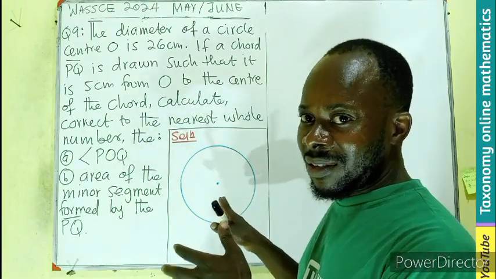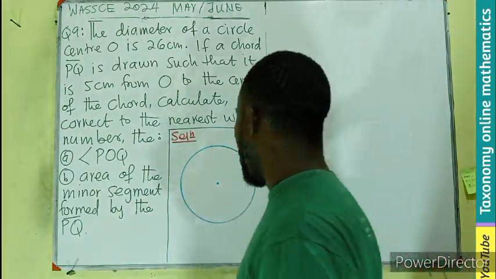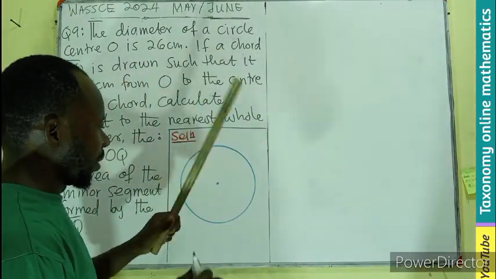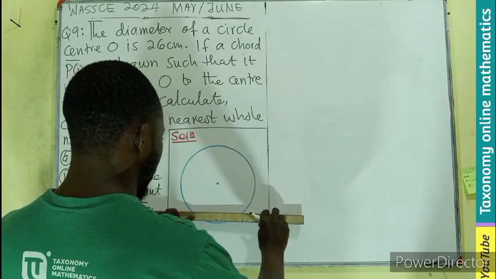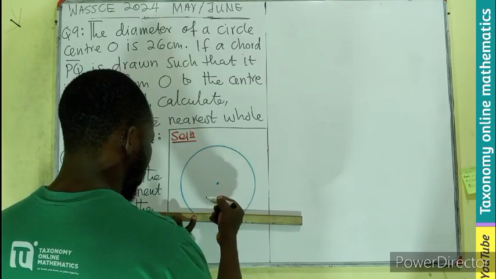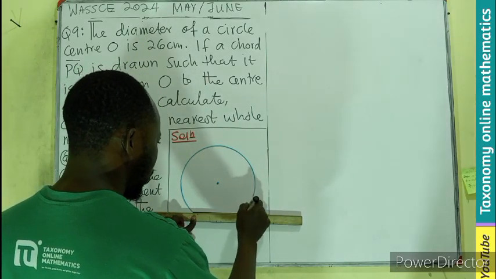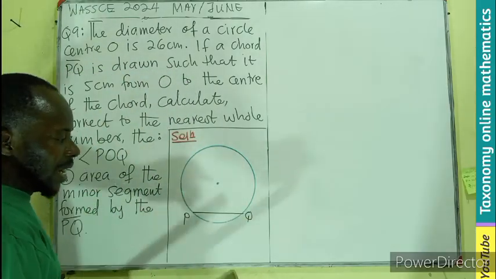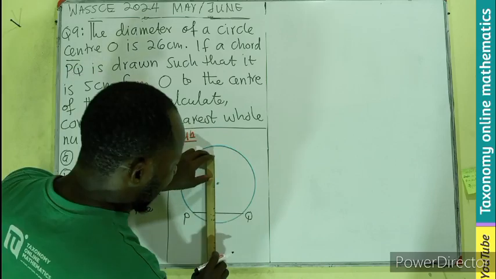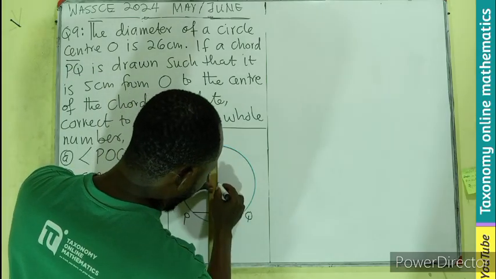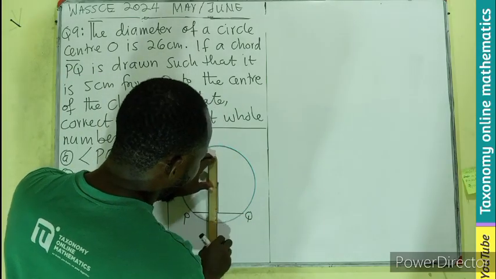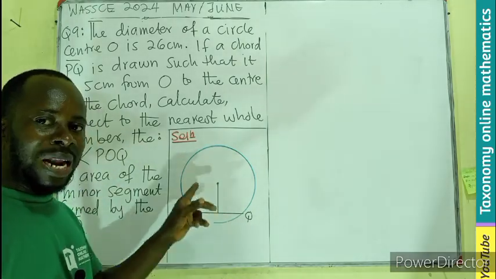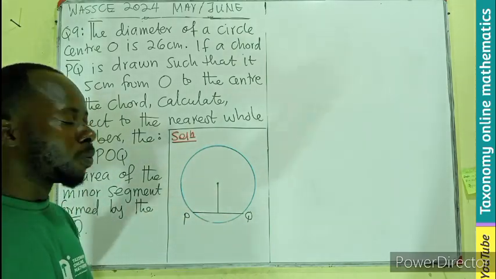So this is our circle. The center is O. We want to draw a chord. If this is the chord, and that is going to be our PQ, then the chord is such a way that it is 5 centimeters from the center, and it is meeting the PQ at the middle, meaning it divides the PQ into 2.